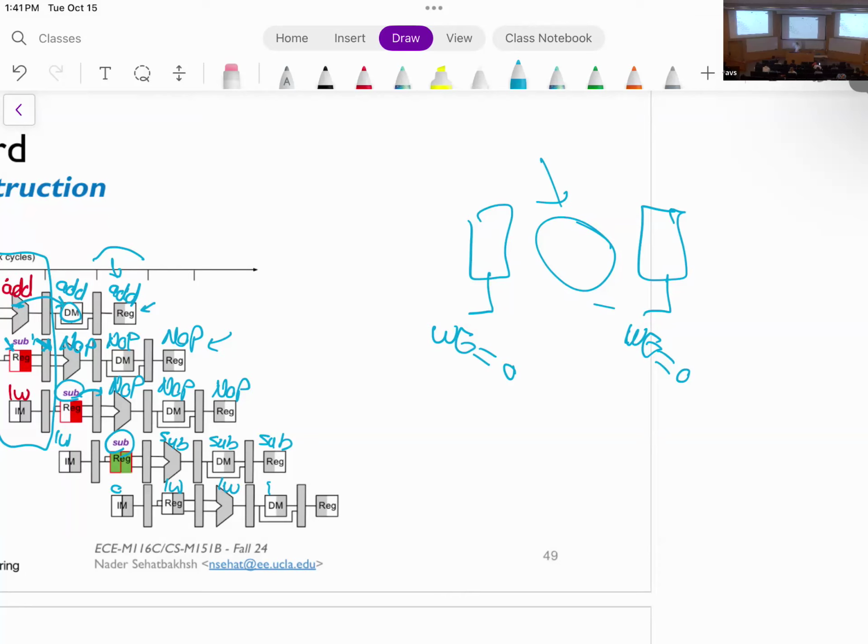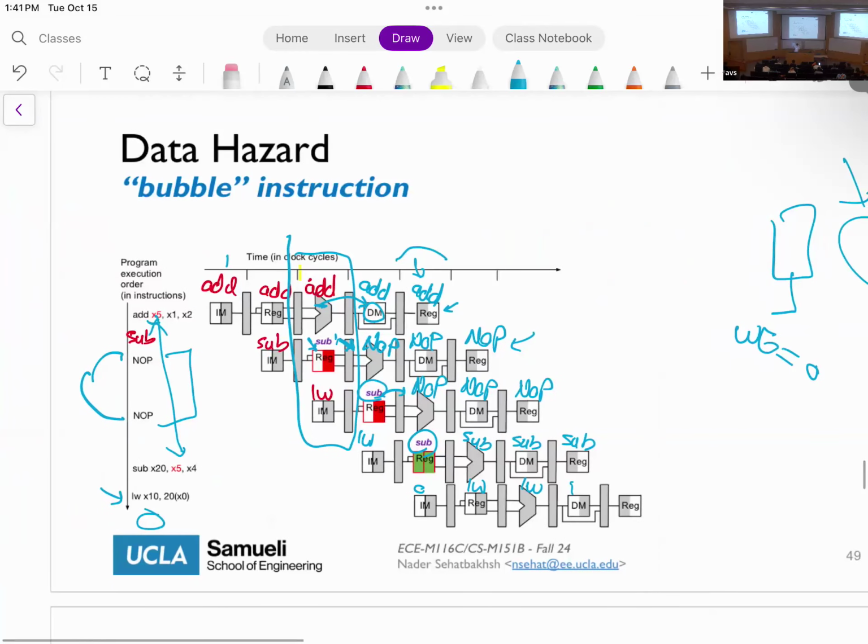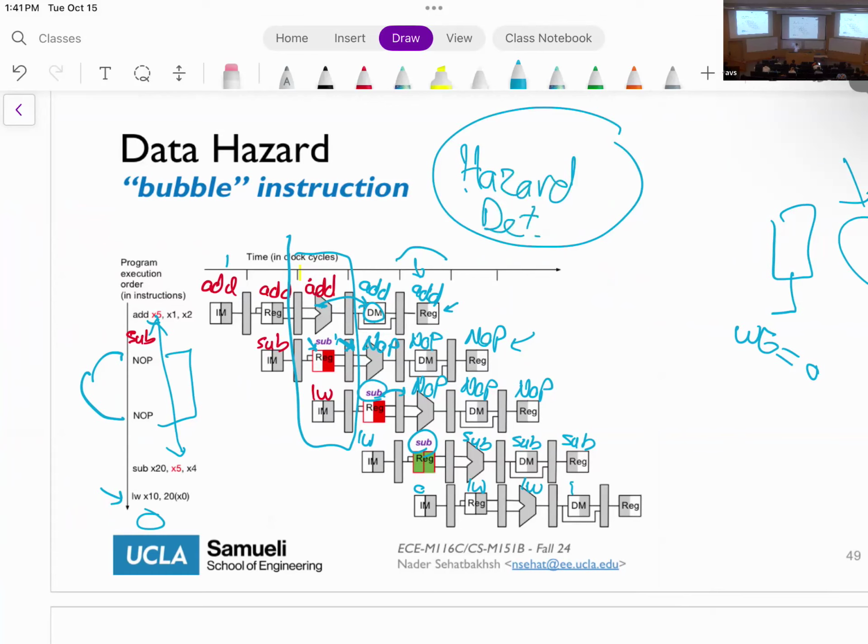Yeah. Great question. The question is, how do we even know that this happens? Later on, we're going to describe what we call a hazard detection unit, which does exactly this. Essentially, all we need to do is check the source register against the previous destination register. If these 2 match, we're going to have a problem. Yeah.